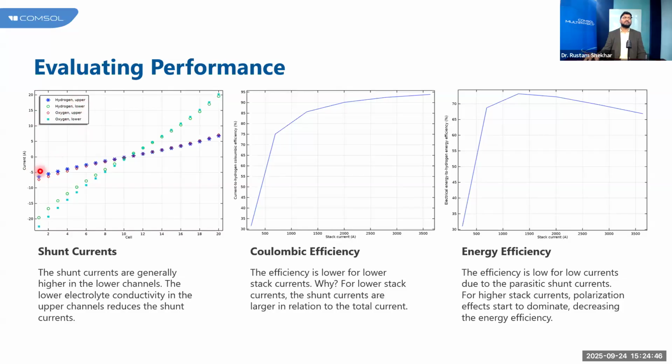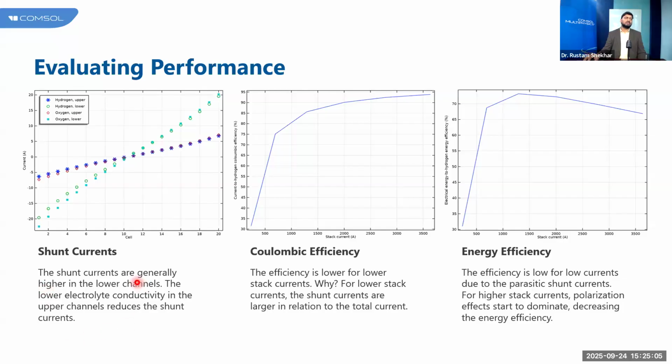So here we can see, if we look at cell number two, it has the shunt current which is lower, and then as we go along, the shunt current is changing. Similarly for the oxygen side also. So the shunt current is changing its trend when we go from the upper layer to the lower layer.